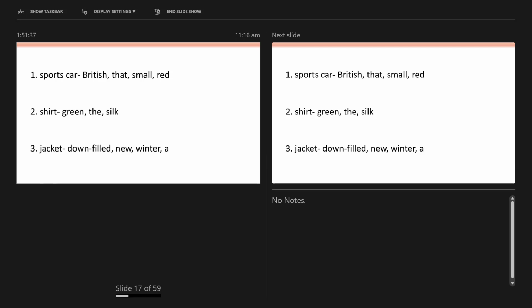Okay, next. Again, iuhuli yung noun. Iuuna yung article. Oh, clue. Yeah. A new down-filled winter jacket. Article muna a, tapos new, down-filled, and then winter. Winter is a noun, which can function as an adjective too. A new down-filled winter jacket.